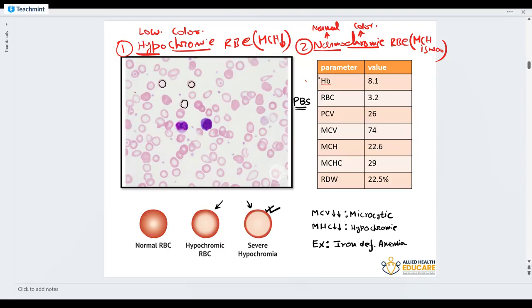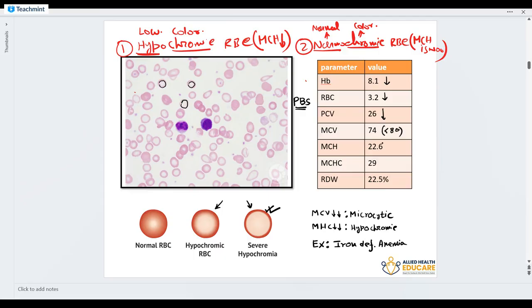If we compare this blood picture with this CBC report, we may find that hemoglobin is 8.1. 8.1 means it is a low hemoglobin value. It is obviously and definitely an anemic patient. RBC count is low, 3.2. PCV is also low.